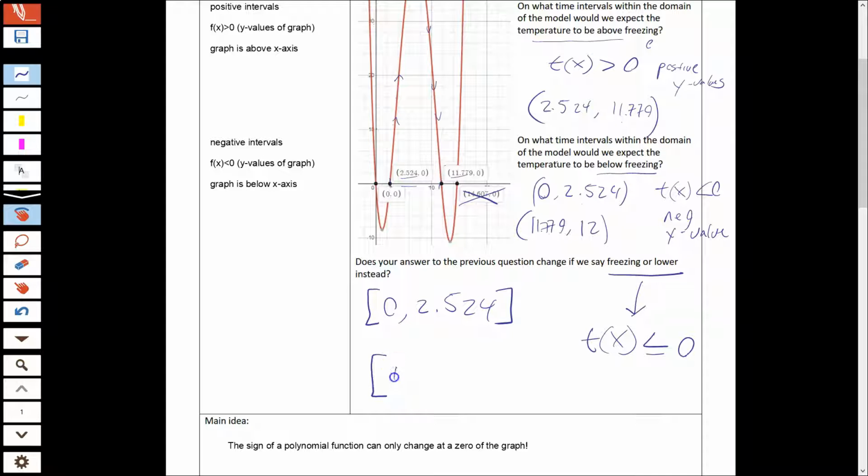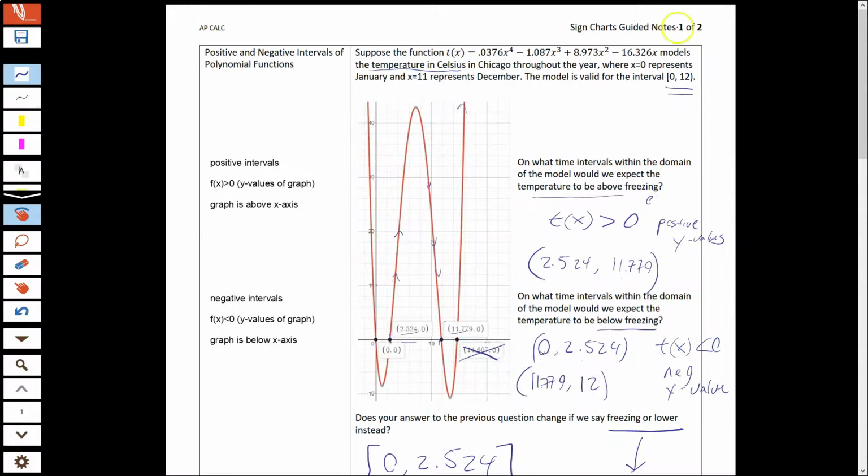So I'm going to use brackets in my negative intervals instead to say that these points are included because they are equal to 0. The y value is equal to 0, I should say. So I get brackets here, and then 11.779 gets a bracket for the second one. 12, though, still gets parentheses because remember 12 was not included in the function at all.